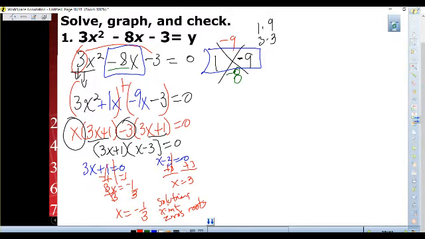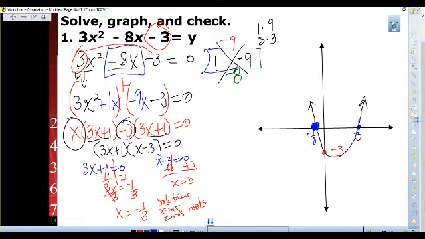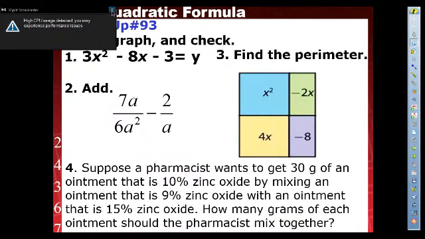Let's graph. So here, I hope by now we can identify the y-intercept. Yes? And the y-intercept is our constant, or the number without any variable multiplying it. So that is negative 3, which is right here. Bam. Pretty good, right? And do we know how to check it? Yes, right? All right. I'm not going to check it. You guys can do that. Let's move on.